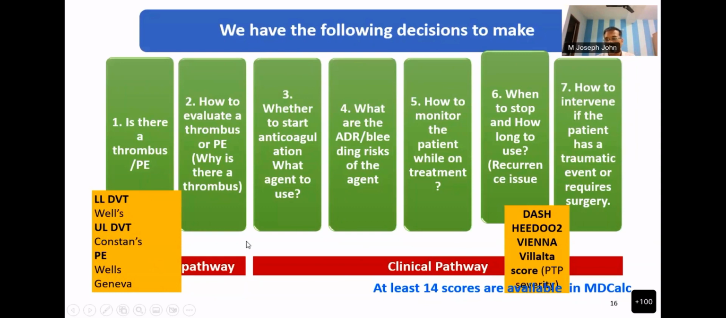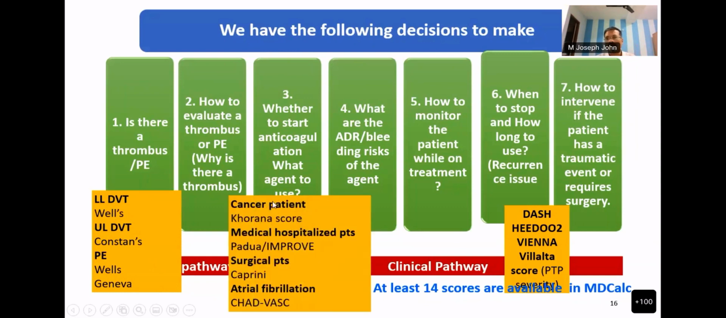So the Wells, there are two types of Wells. Whether to start on anticoagulation, we have the Khorana score for cancer, the medical Padua and IMPROVE, and the surgical Caprini. All of them would have resorted to a predictive probability based on this multivariable analysis where the odds ratios were looked at based on factors. A particular weightage has been assigned, and that becomes the score which we add on.